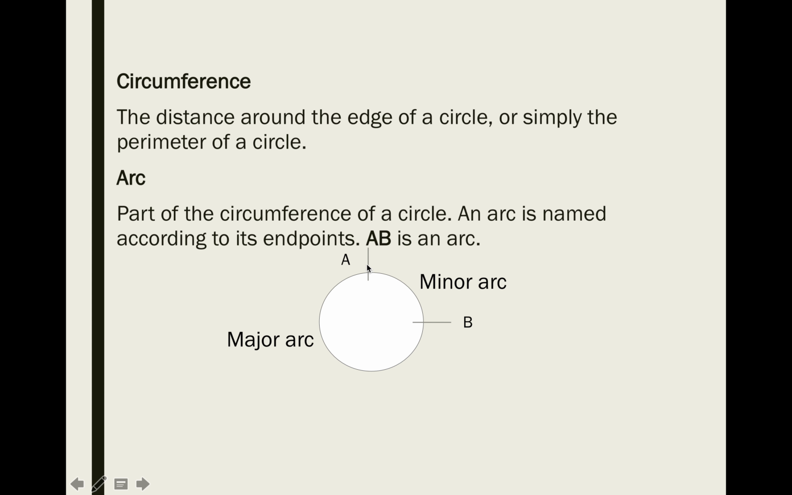So if I'm talking about AB and going in between this part, this would be the minor arc. If I went from A and went all the way around to B, that would be a major arc. All right? So the minor arc is a little smaller part. The major arc would be all the way around.